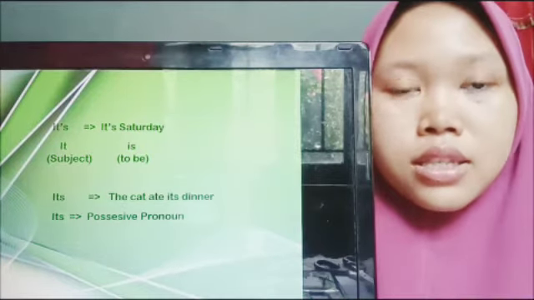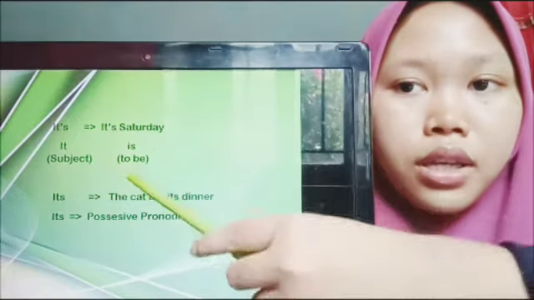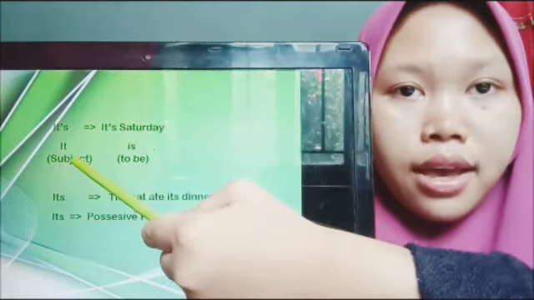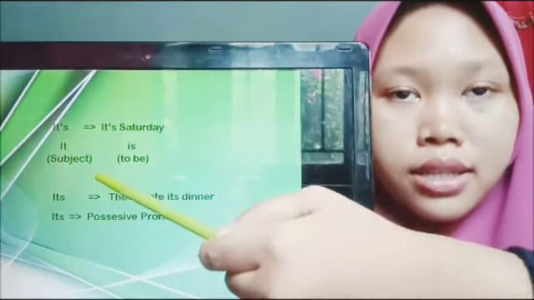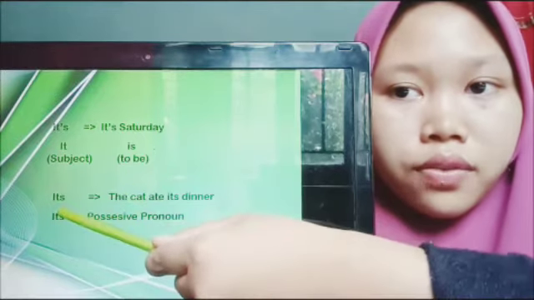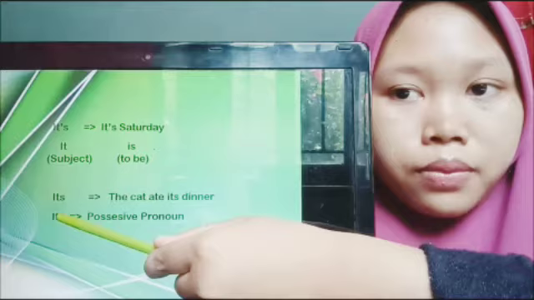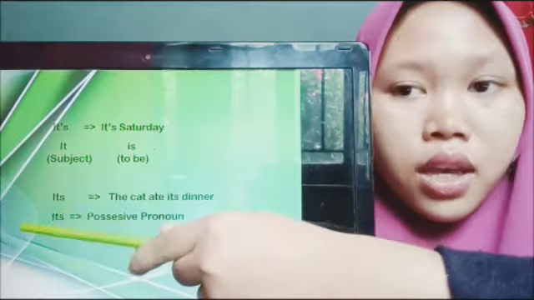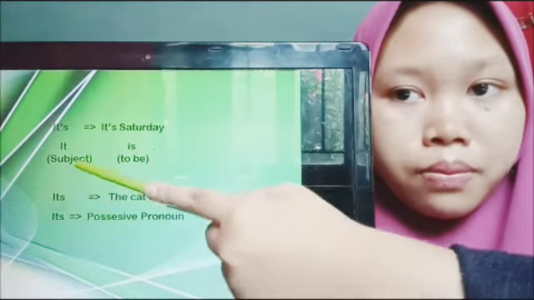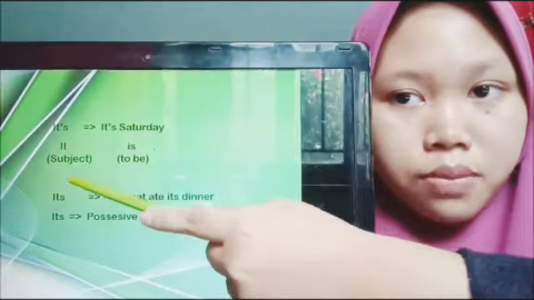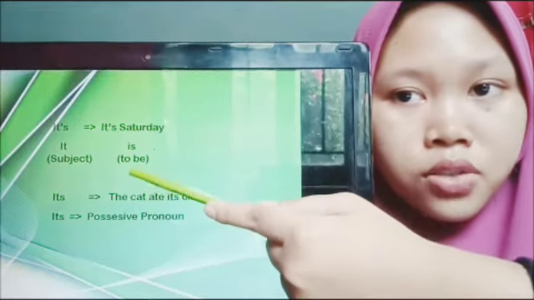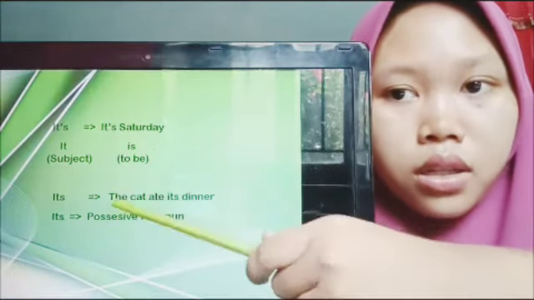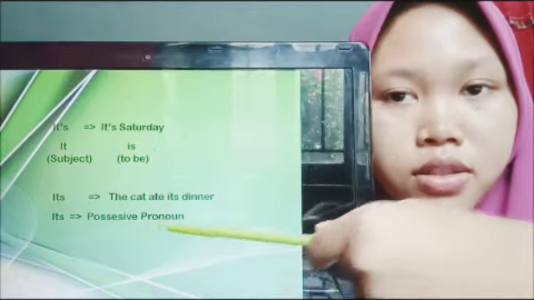The next example is it's Saturday. In grammar, it's consists of it as subject and is as to be. So in grammar, there is another word, I-T-S. It has two meanings. The first is it as subject and is as to be, and the other meaning it's as possessive pronouns. For example, the cat eats its dinner.